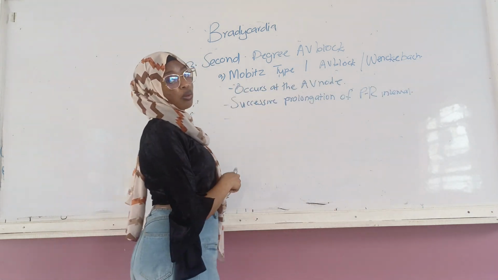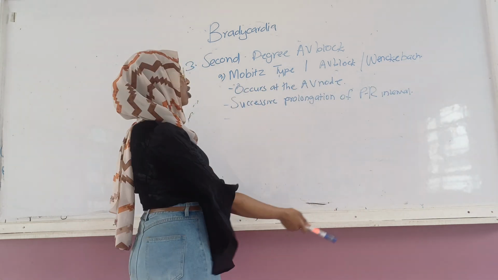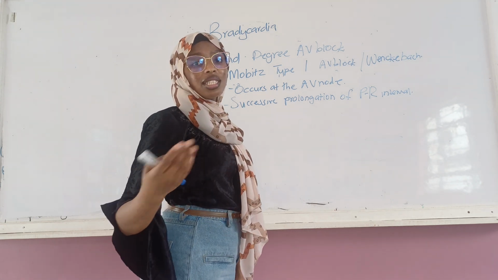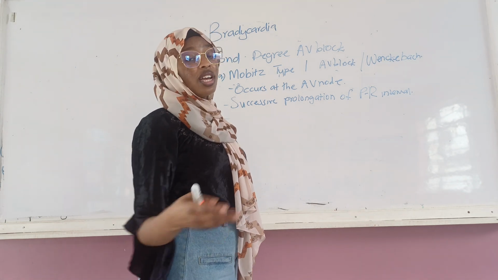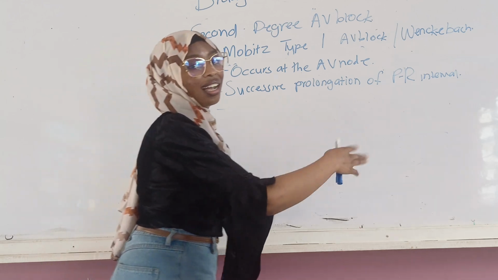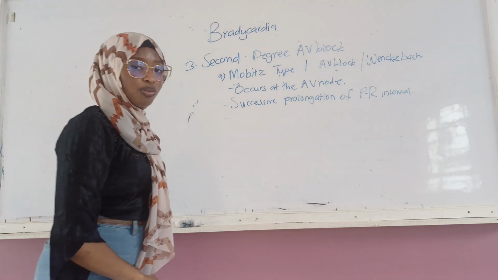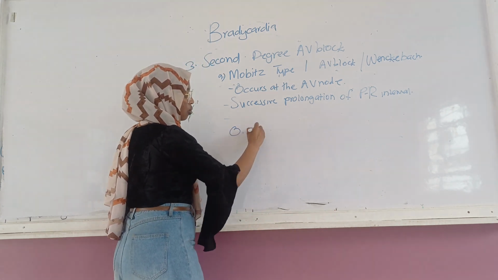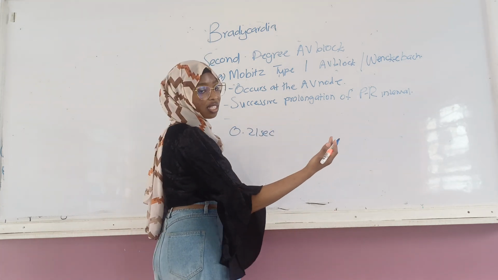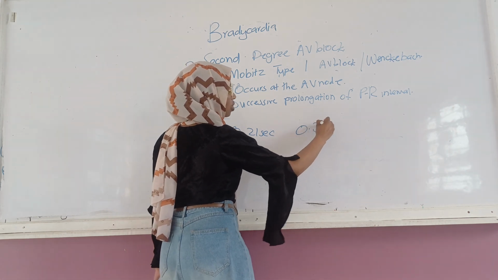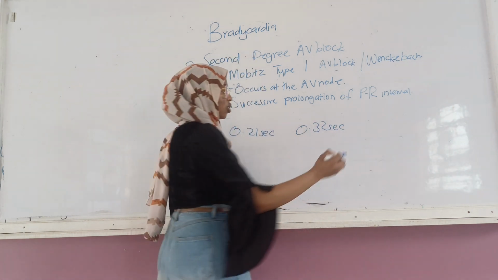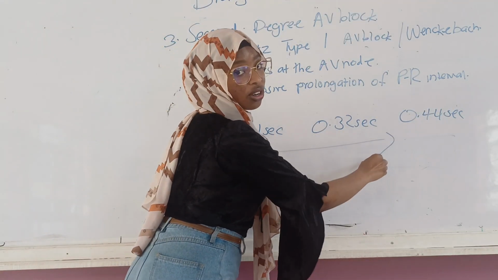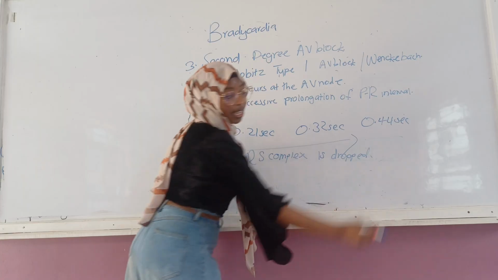With the Mobitz type 1 AV block, also called the Wenckebach, it occurs at the AV node and it is characterized by the successive prolongation of the PR interval. It becomes long, longer, longest. For example, on a strip, you can see that the first PR interval that you identify is 0.21 seconds. The successive PR interval is going to be more than that, say 0.32 seconds, and then the other one is going to be 0.44 seconds.